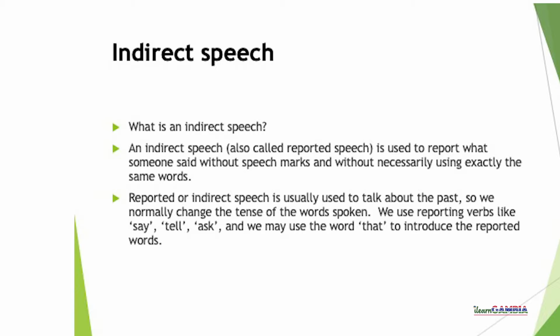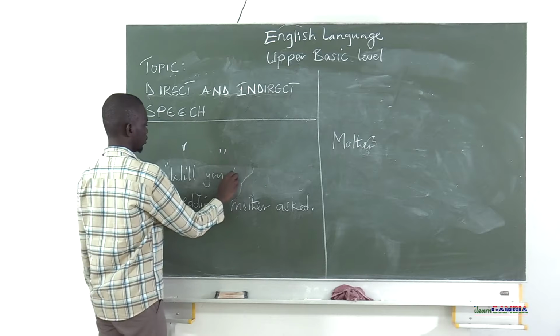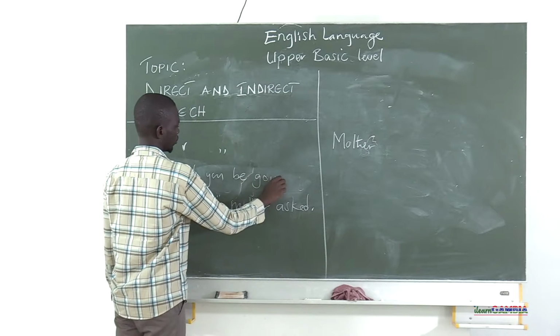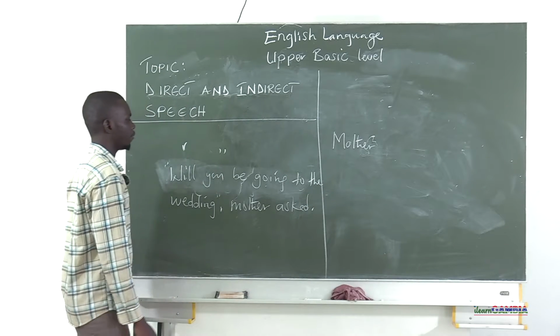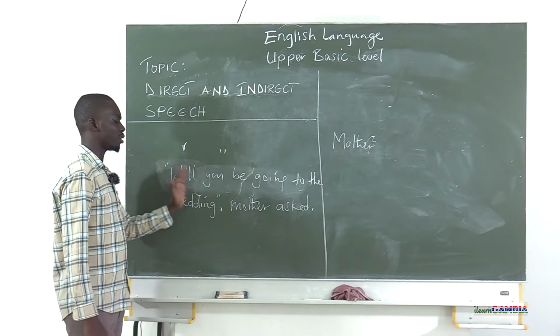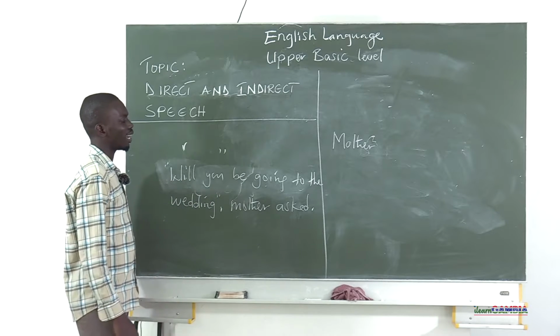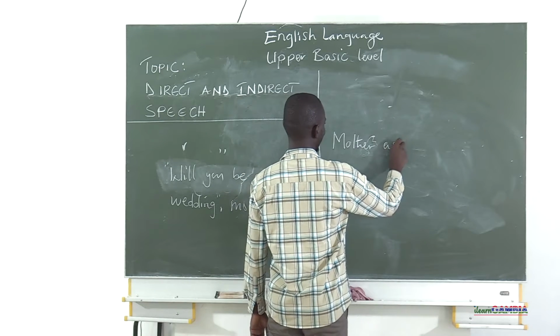We use reporting verbs like say, tell, ask, okay? And we may use the word that to introduce the reported words. For example, when you say, okay, fine. So if I want to report this in reported speech, I would eliminate the quotation marks and say it in a reported form, like mother asked, okay?